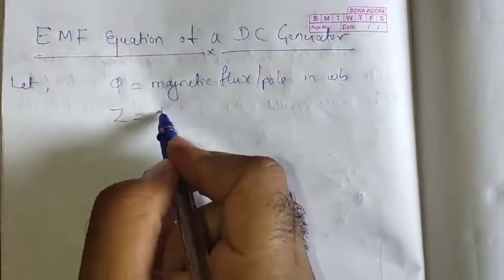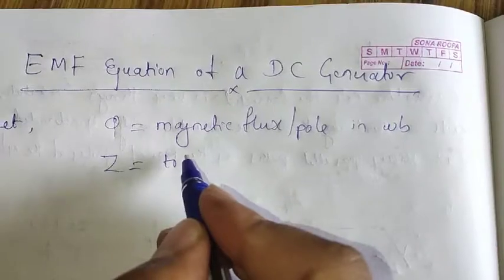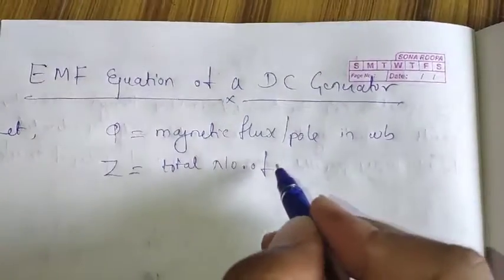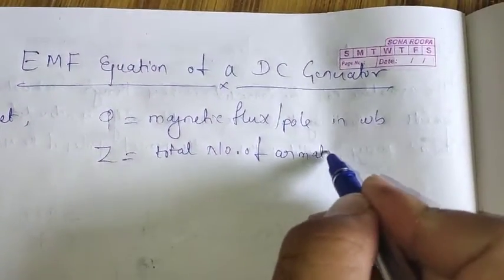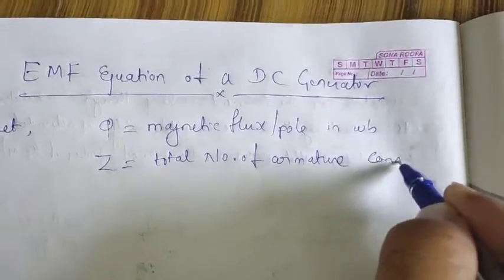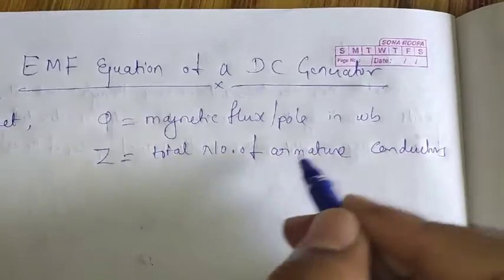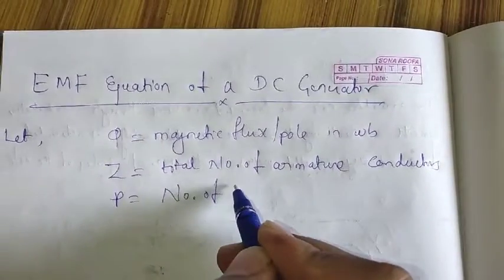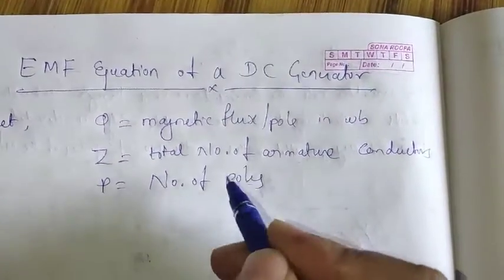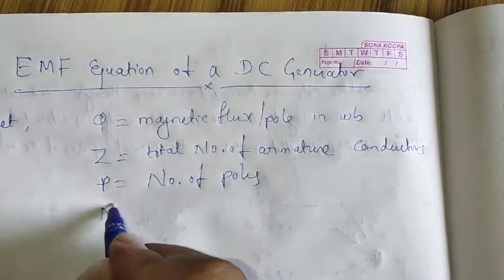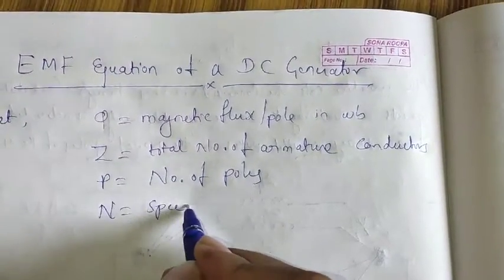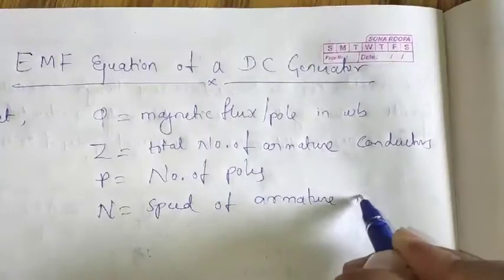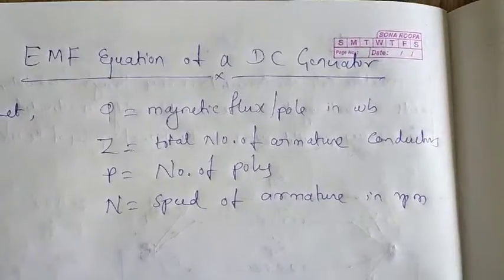And next parameter I will take Z. Z is equal to the total number of armature conductors. And next I will take the number of poles, P, and N, that is the speed of the armature, in RPM, revolutions per minute.